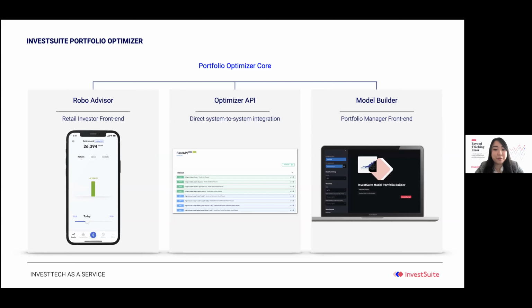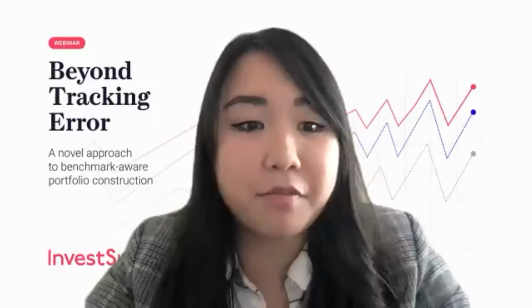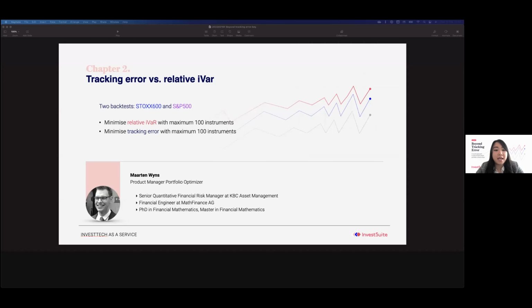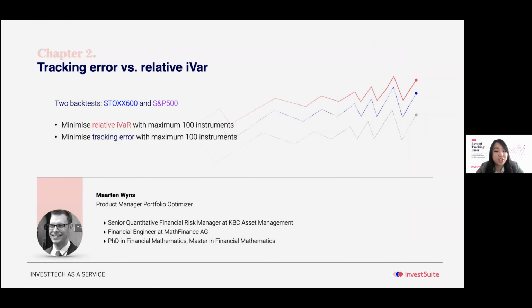Okay, thank you very much, Manuel, for that overview of tracking error and relative IVAR and showing how IVAR can capture a more human-centric perception of risk by focusing on drawdown. And also thank you for introducing the Portfolio Optimizer. And now to go over the optimizer further, I introduce Martin Wins. He is the product manager for the solution. He comes to InvestSuite from quantitative financial risk management at KBC Asset Management and financial engineering at Math Finance. He holds a PhD and master's in financial mathematics. Without further ado, Martin Wins.